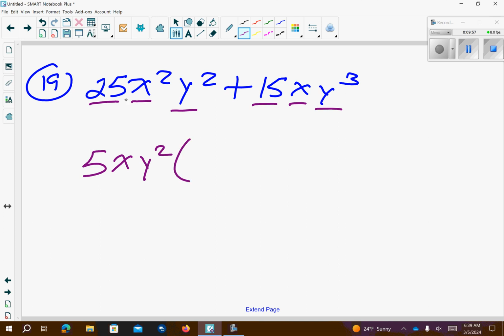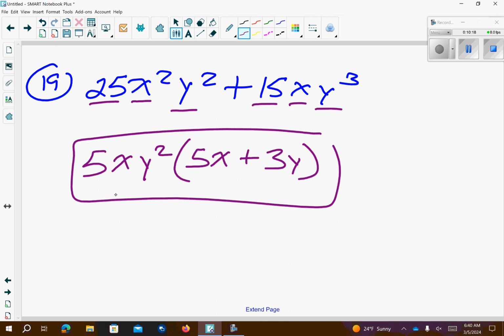All right, so if I factor a 5 out of 25, I'm left with 5. If I factor an x out of x squared, I'm left with x. If I factor a y squared out of y squared, everything comes out. Plus, factor a 5 out of 15, that's 3. Factor an x out of x, that's going to come out. Factor a y squared out of y to the third, I'm left with a y. That's my answer. This is my greatest common factor that I was able to take out.